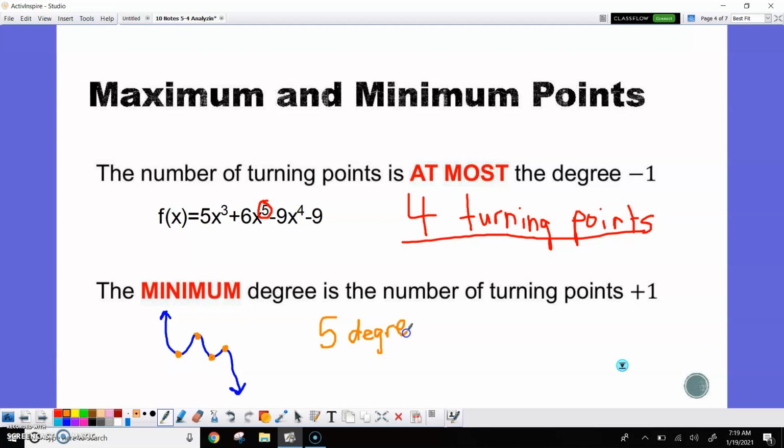And I say at least because it could be more than 5, but also, since the arrows are facing in opposite directions, you know that the degree is odd, so it could be a 5th degree at minimum. It can't be a 3 and it can't be a 1, but it could be a 7th degree, a 9th degree, an 11th degree. This could even be a 15th degree, as long as it is odd and it is greater than or equal to 5.